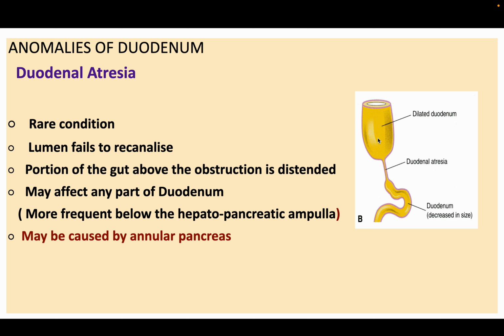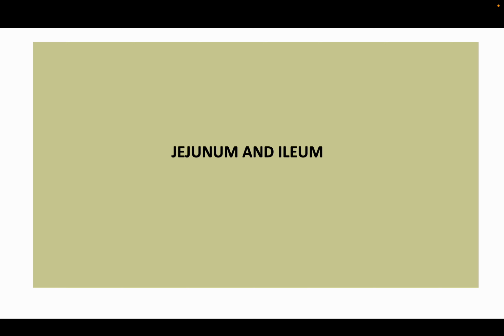And more frequently, what is the level? It is seen mostly below the level of the hepatopancreatic ampulla. It may be caused by annular pancreas. Annular pancreas is a condition that we will discuss with the development of the pancreas. It encloses the duodenum all around, causing constriction of the duodenum.